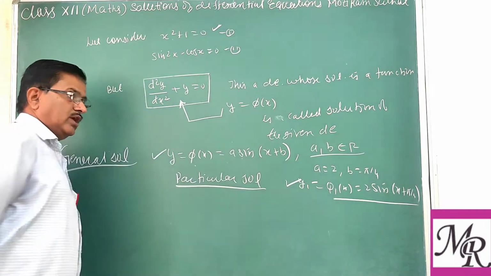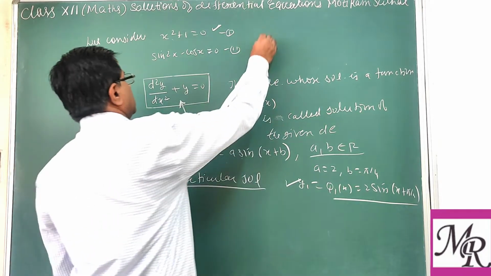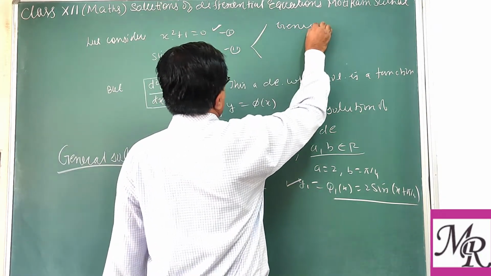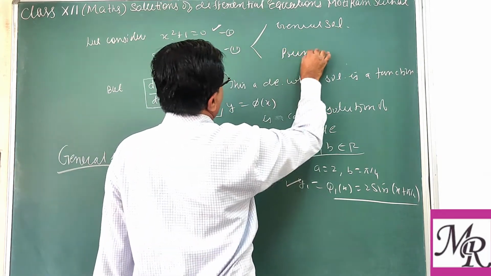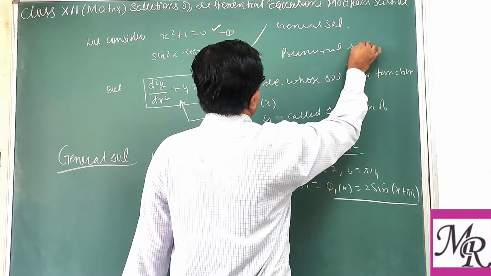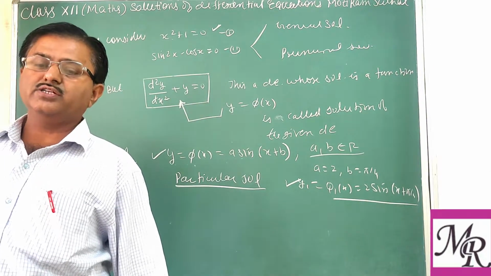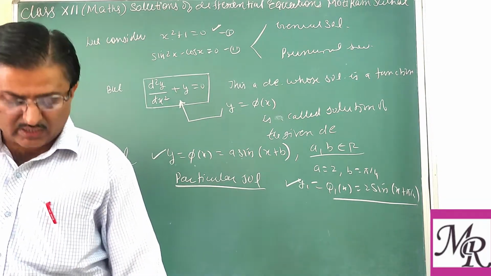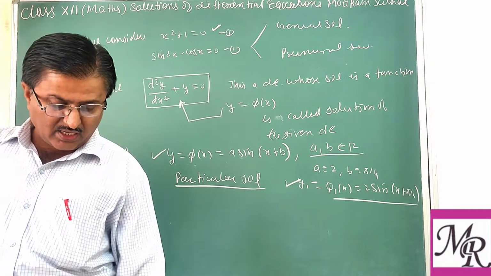Particular solution. As you have already seen in trigonometry, there are two solutions we call general solution and principal solution. This we have already seen. Clear? General solution and principal solution. So here also in the differential equation we have two types of solution.